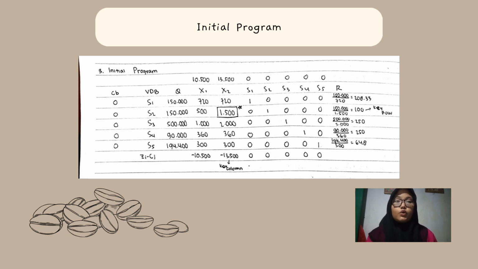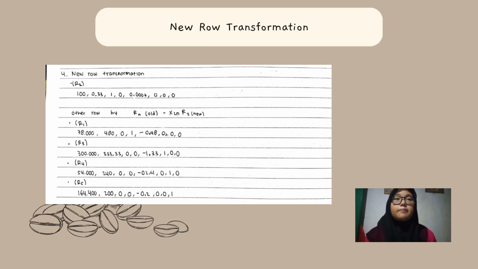Then, we find the ratio. To find the ratio, we divide each constraint function constant by all the x2 coefficients of the various constraint functions. After that, we choose the smallest ratio value, and that's where the K row is. Then, we find the intersection between the K column and the K row, which is called the K element, namely 1,500.